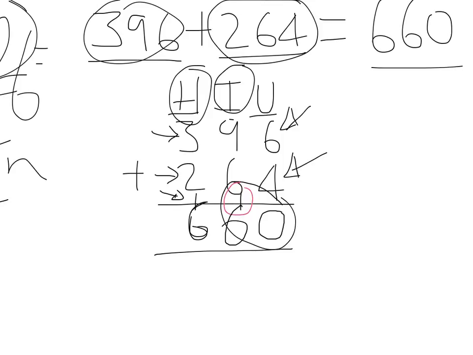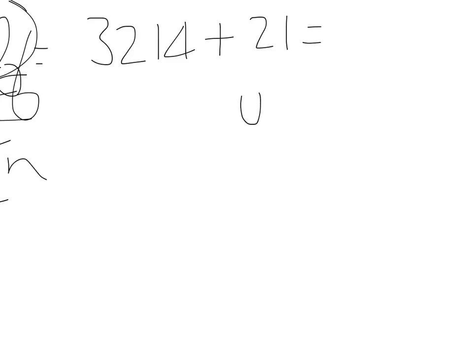Well, that's all well and good, you may say. But what happens when we have larger numbers? So, let's look at those cases. Let's look at the scenario where we have 3,214 plus 21. It's still important that we line them up in order. So we look first of all for the units, then the tens, then the hundreds, and then finally the thousands, because we do have thousands in this case.